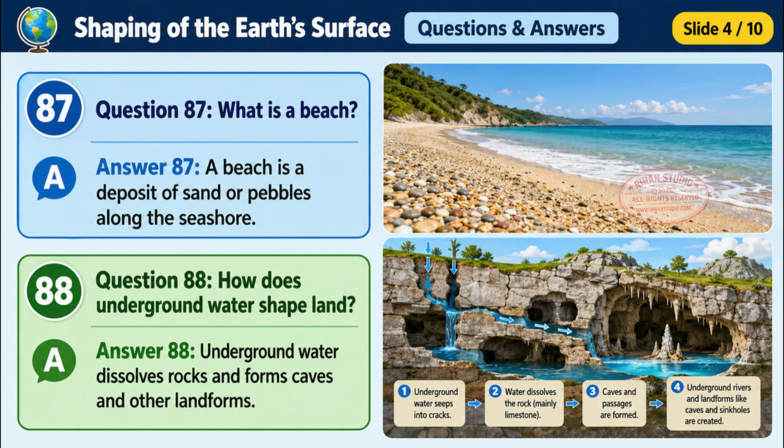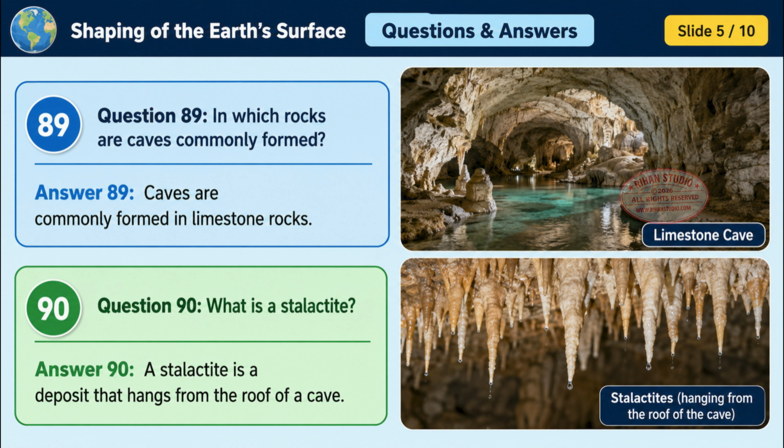Question 88. How does underground water shape land? Answer 88. Underground water dissolves rocks and forms caves and other landforms. Question 89. In which rocks are caves commonly formed? Answer 89. Caves are commonly formed in limestone rocks.